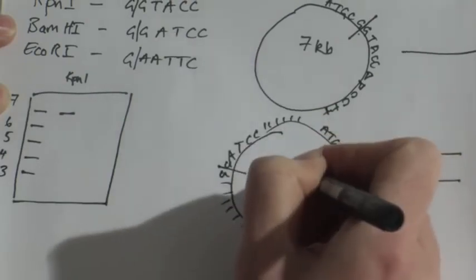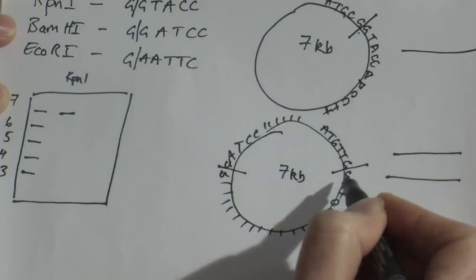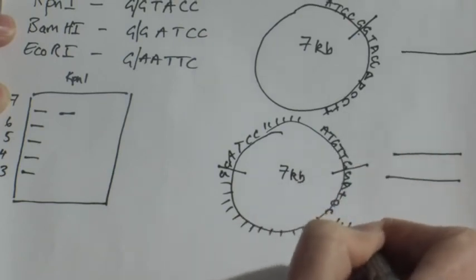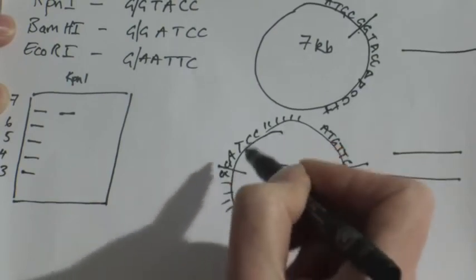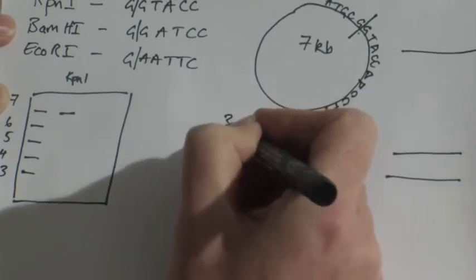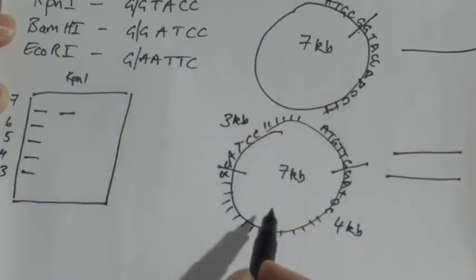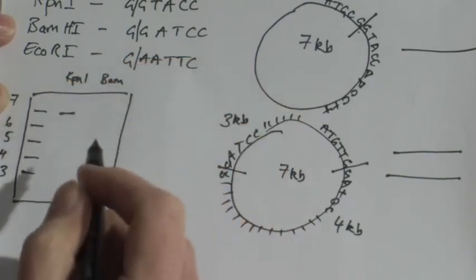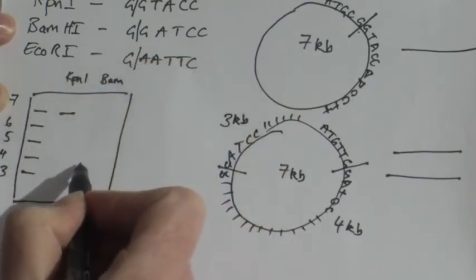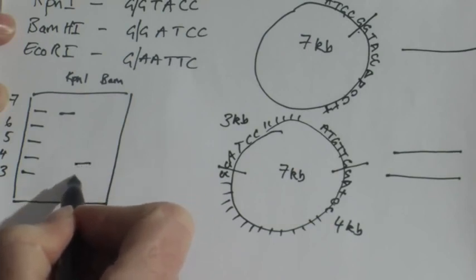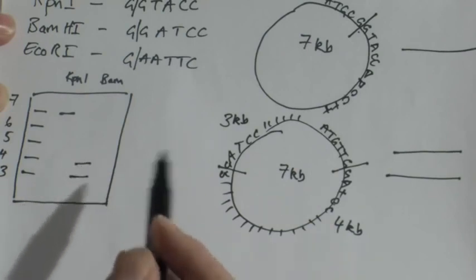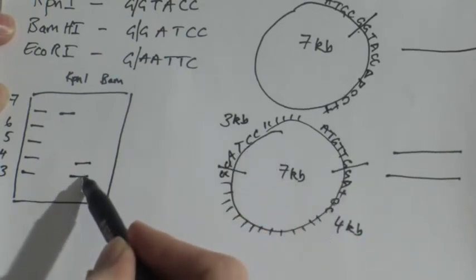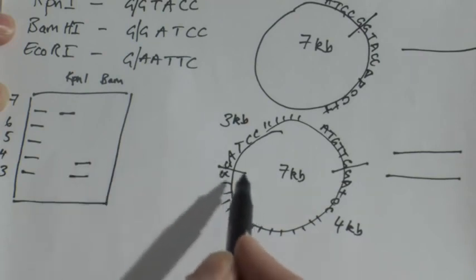My BamH1 enzyme cut here, and it cut my plasmid into two fragments. Let's say this one was 4 kb, from here to here is 4 kb, and from here to here was 3 kb. And only when I ran this on an agarose gel would I be able to see that I have actually got two fragments. One of them was 4 kb and one of them was 3 kb. And we can see that the two fragments here that were cut with BamH1 add up to give me the 7 kilobases that is the total size of the plasmid.